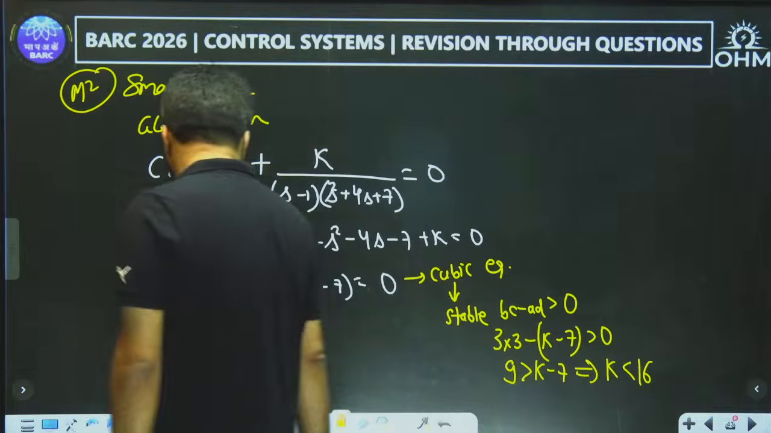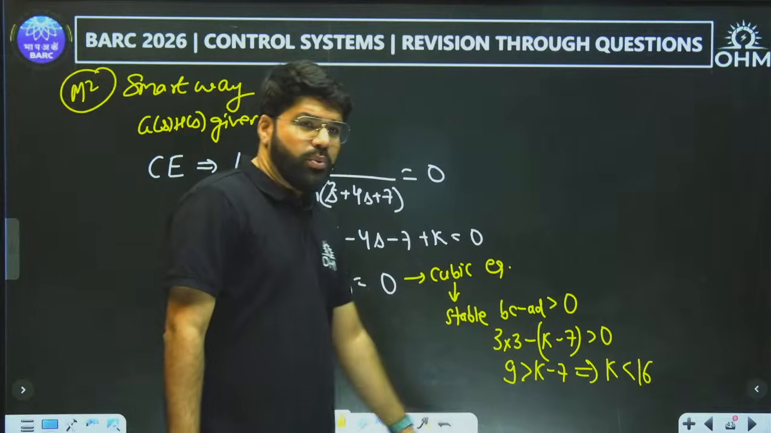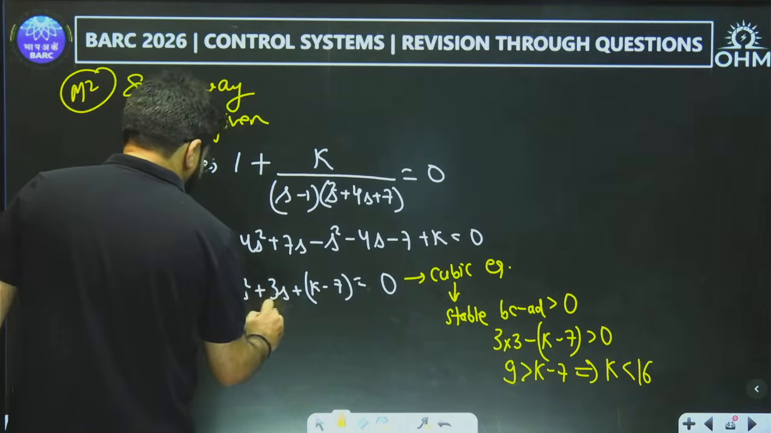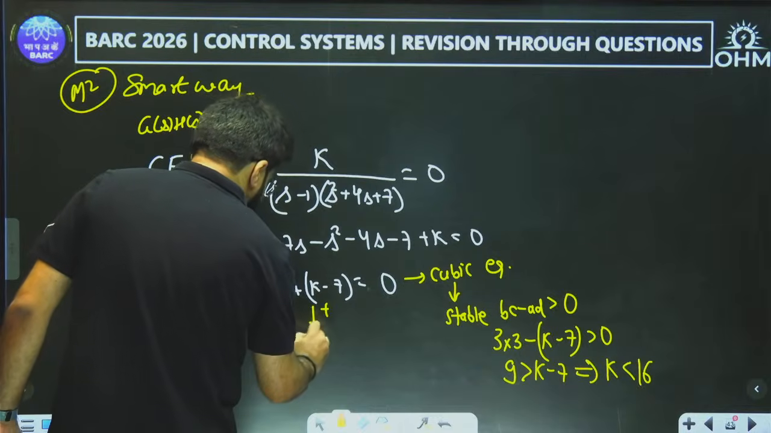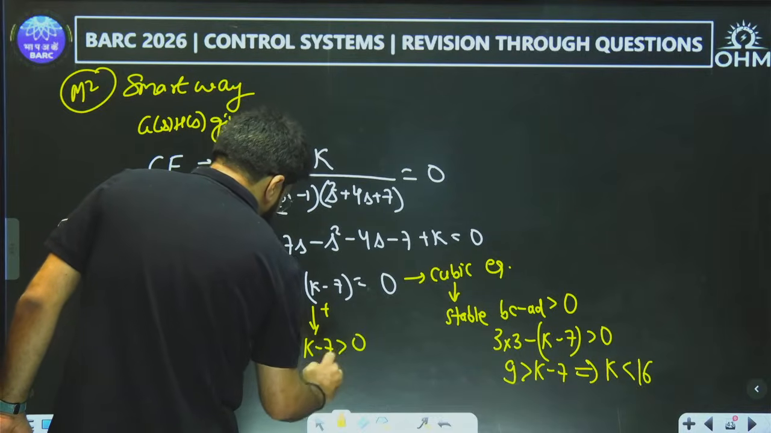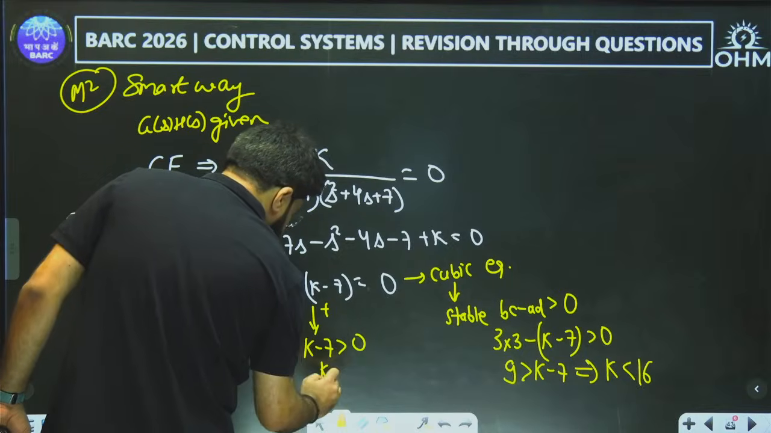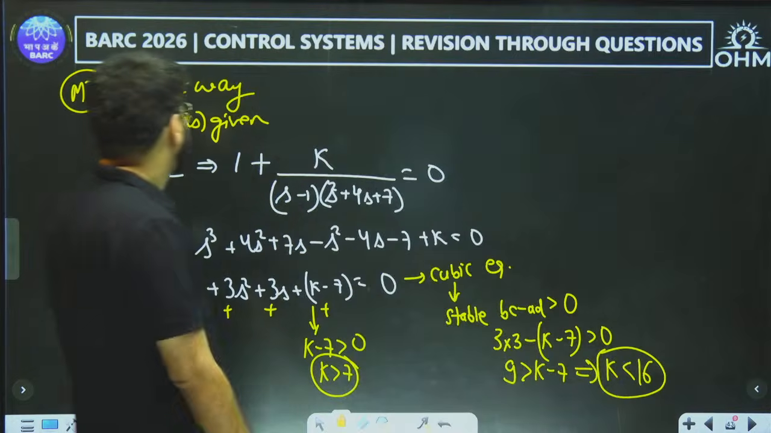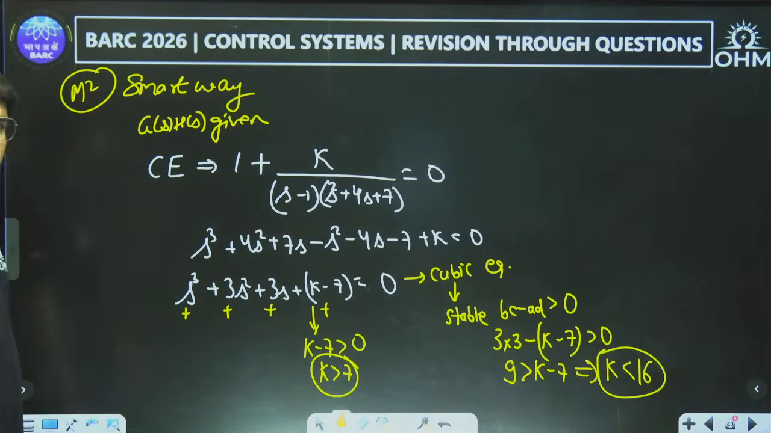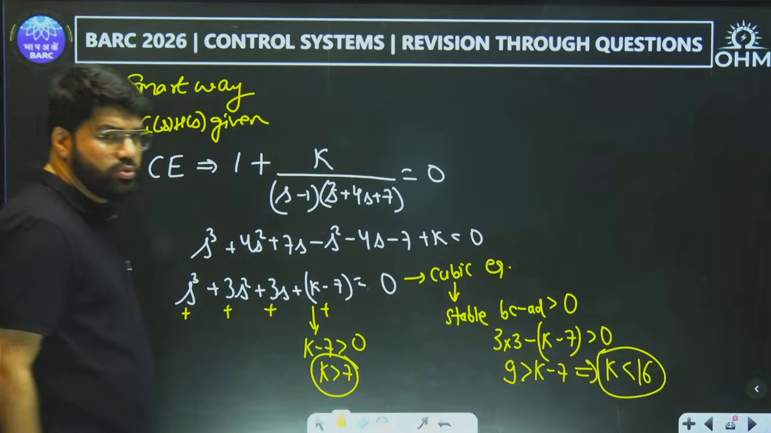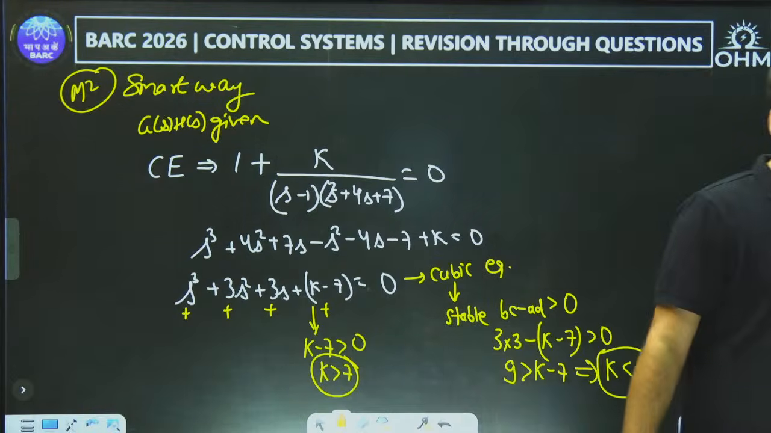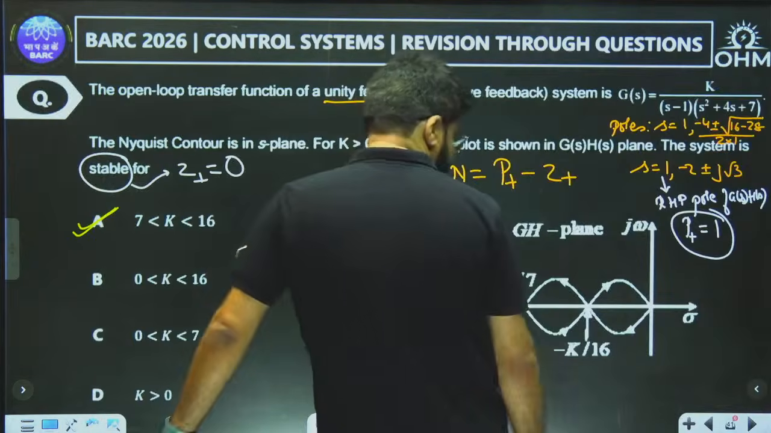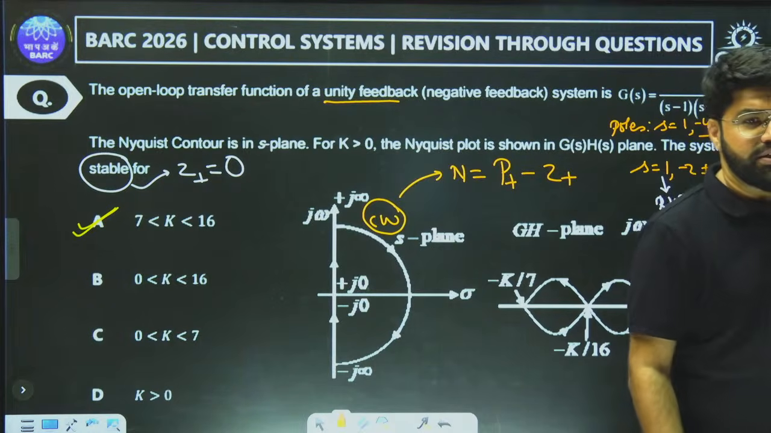But one more thing. The Routh-Hurwitz necessary condition: all coefficients must be of the same sign. That is necessary, and the other is the sufficient condition. So this also requires K minus 7 to be positive, so K greater than 7. K greater than 7, K less than 16, without using the Nyquist plot. In case you don't know, you can do it this way as well. So K is between 7 and 16 anyway.